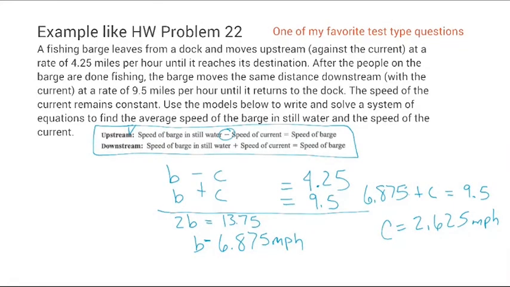The reason why these are some of my favorite test questions is because it's really easy to set these up for solving by addition, because you're always going to write the equation as the barge minus the current and the barge plus the current on the left, and write the two things that they got for the two different speeds there. And then you can calculate.